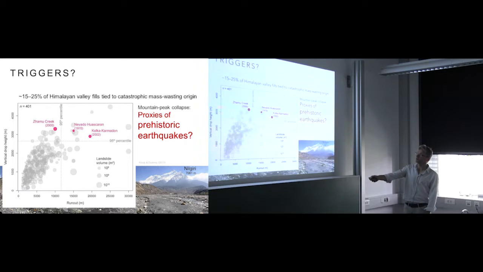A little plot of the vertical drop height here in meters against the runout, okay, the horizontal. This is Nevados Gran, so once again, nearly 15 kilometers, and it dropped more than 3 kilometers. And these are two colleagues that occurred in recent years, Jammu Creek in southeast Tibet and Kolka Karmadon in the Caucasus. Okay, massive runout landslides. Look at this, it is almost 19 kilometers, at average speeds of several tens of meters per second.